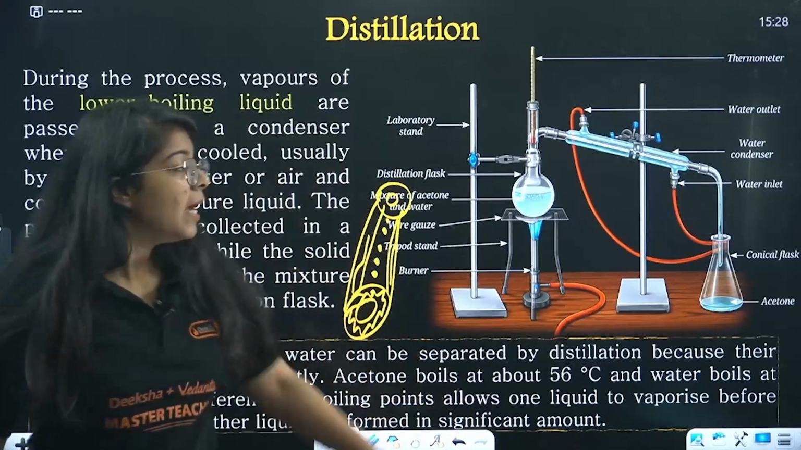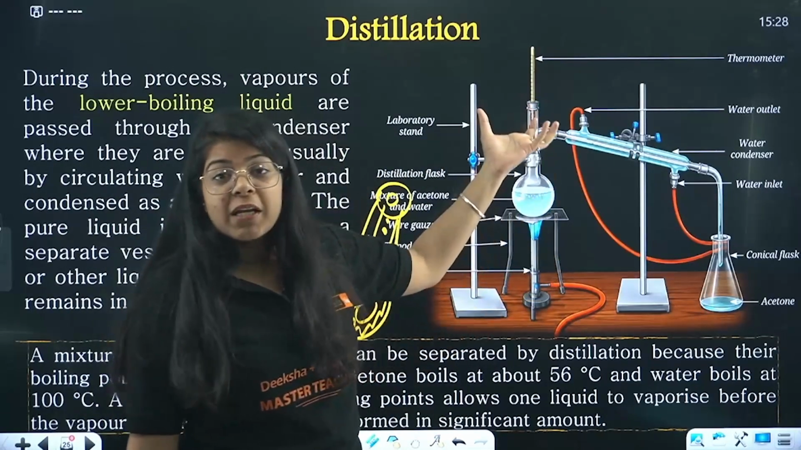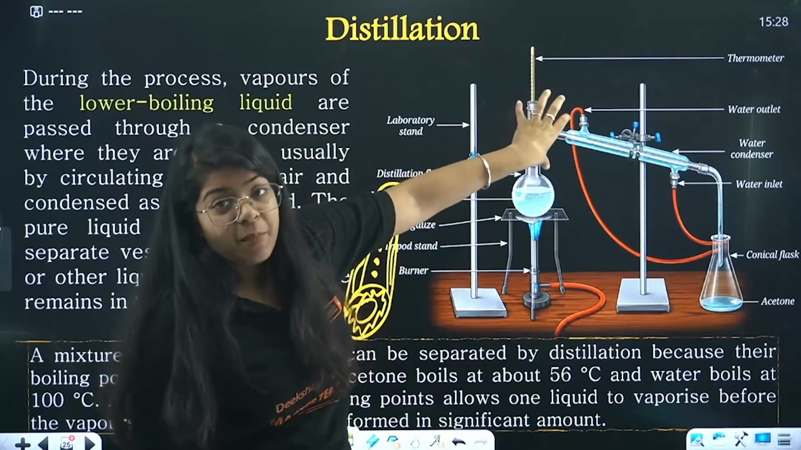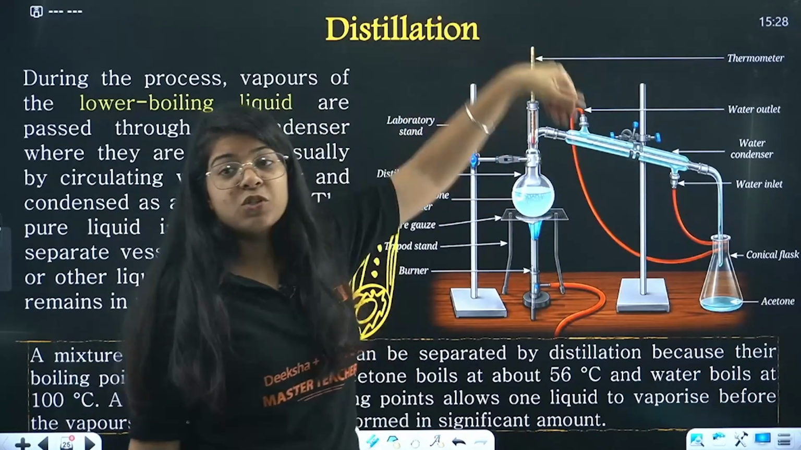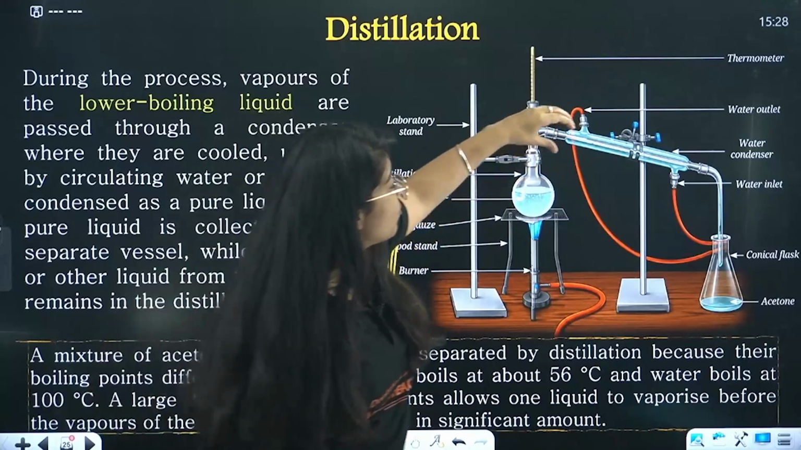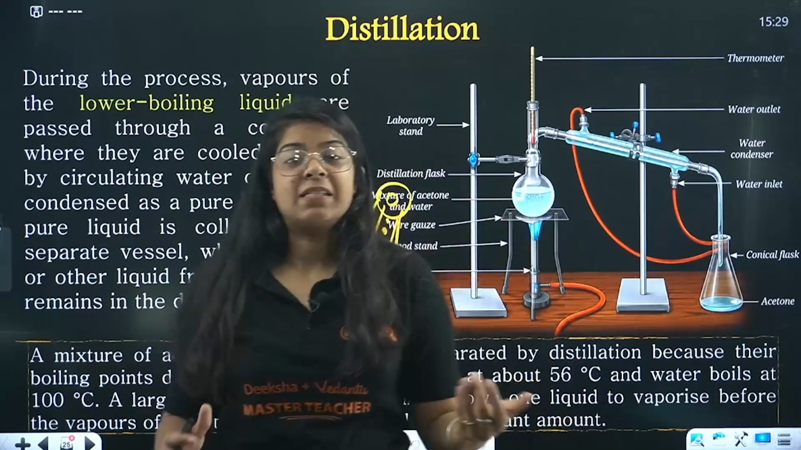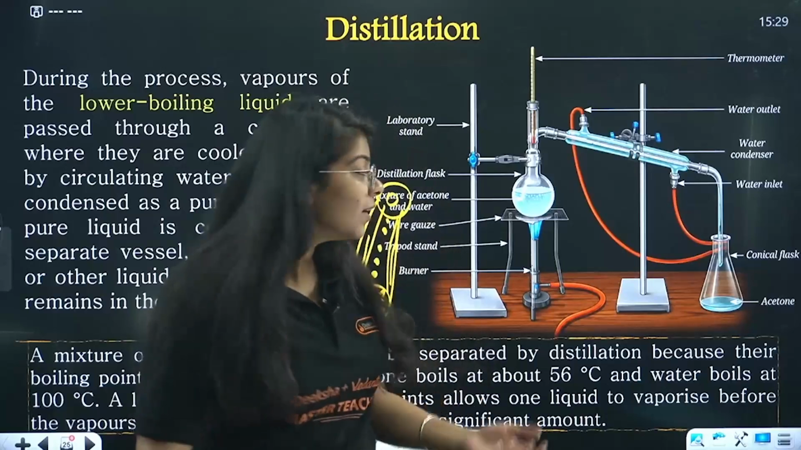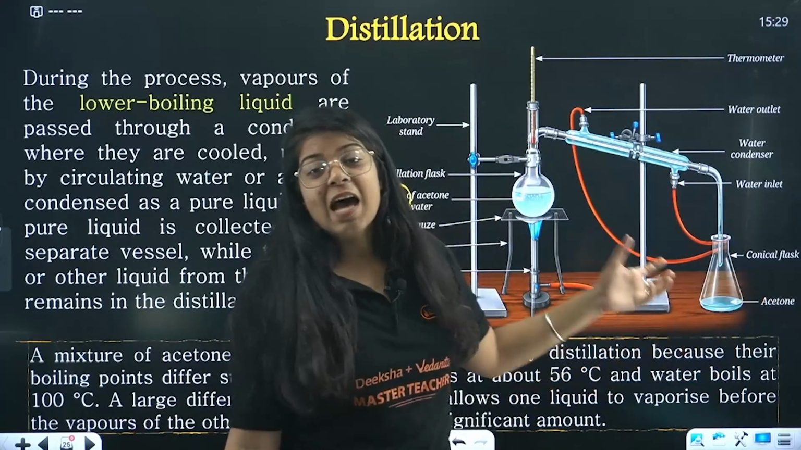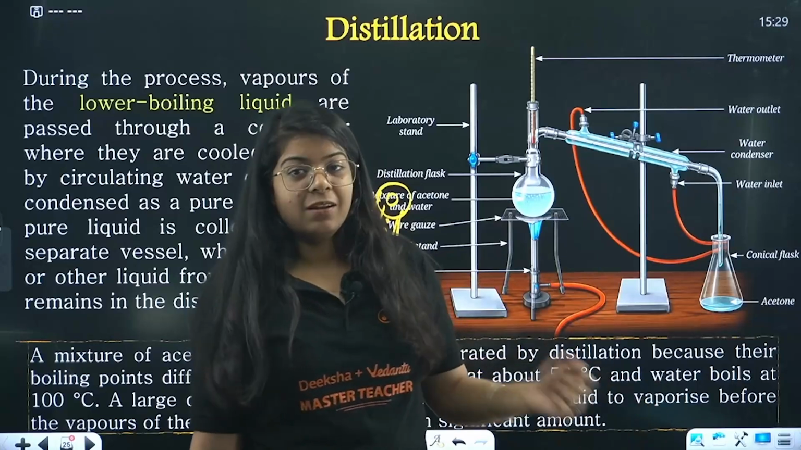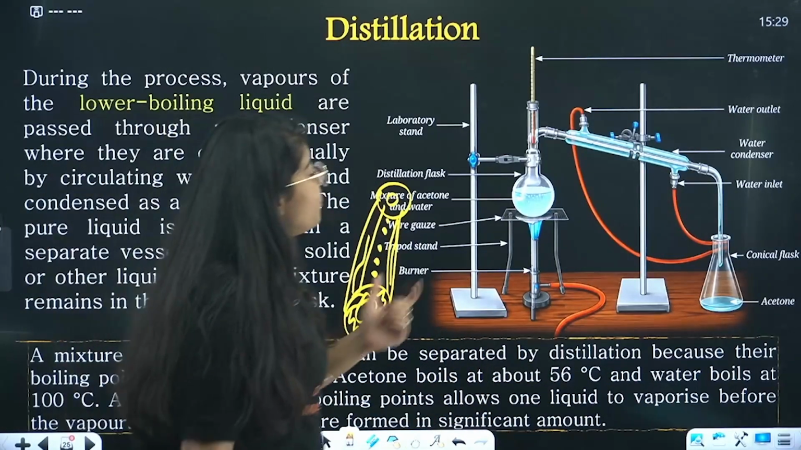So when you are heating something, it will vaporize and all the vapors will rise above. Now instead of letting them go into the atmosphere, we collect them, we pass them through a water condenser, and what will happen if you cool down the vapors? They will become liquid again, right? This will become liquid again, and this is connected to a separate conical flask. The other one is just kept there, right? Now you have, let's say, water and acetone.